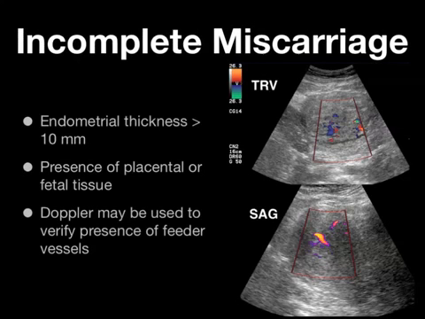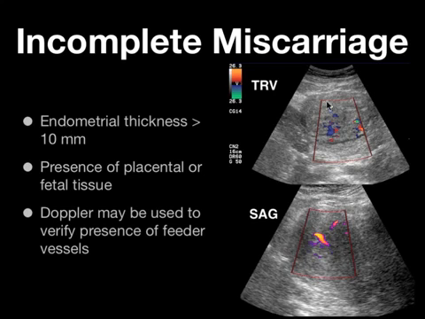The diagnosis of an incomplete miscarriage should be made in conjunction with your physical exam findings. Ultrasound findings include obvious presence of placental or fetal tissue, which makes it a no-brainer. A non-specific finding would be endometrial thickness greater than 10 millimeters. If you rely on this finding alone, you would take a lot of women to the operating room for D and C unnecessarily.